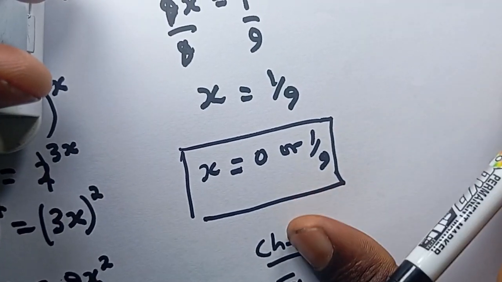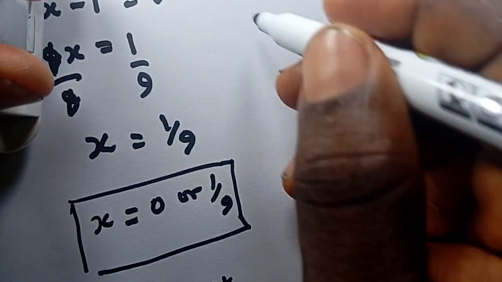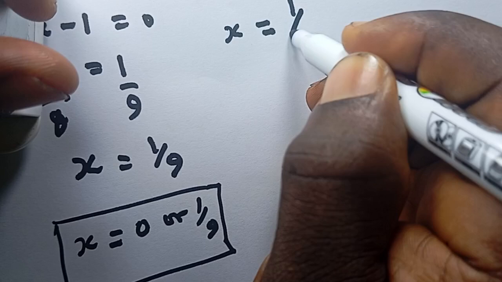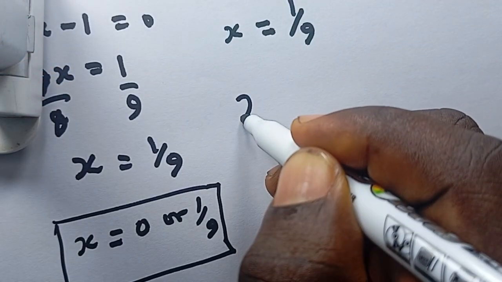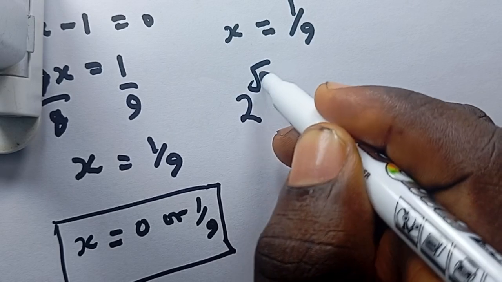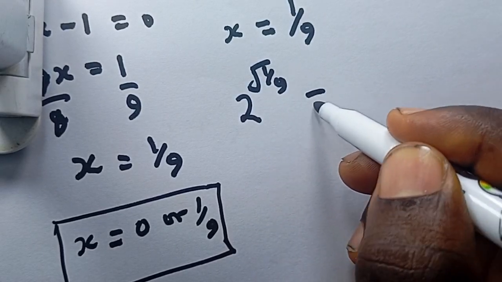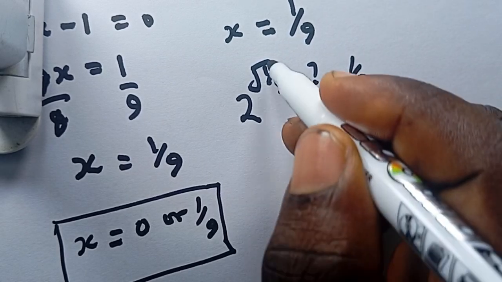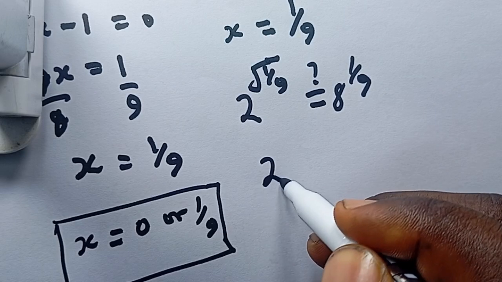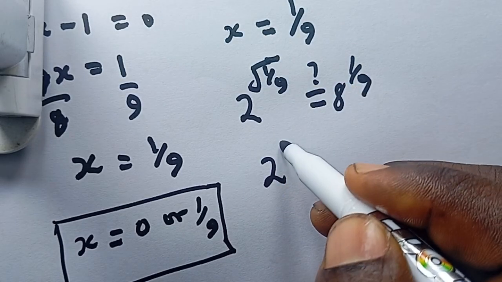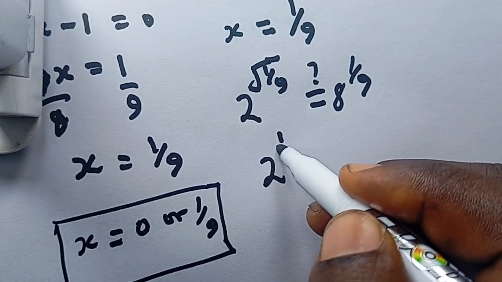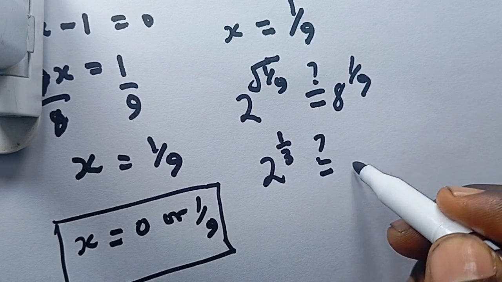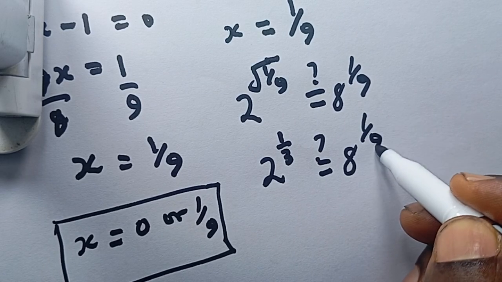Okay, and then we solve the other one, so checking for when x is equal to 1 over 9. So I'm going to write 2 power root 1 over 9. Will this be equal to 8 power 1 over 9? Okay, so we're going to be having 2 power root 1, which is 1, and then root 9 is 3. Okay, will this be equal to 8 power 1 over 9?